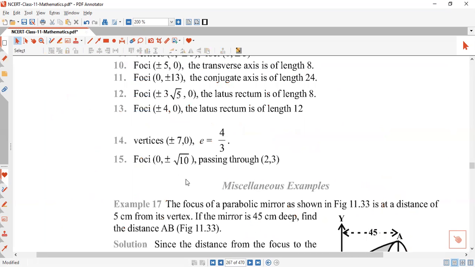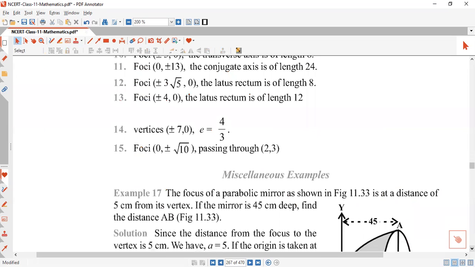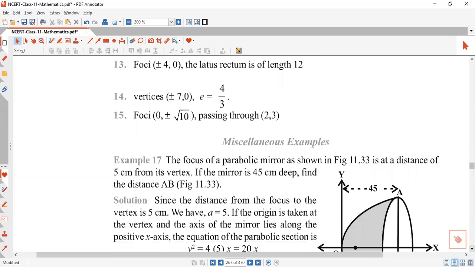Now we want to do question number 13. Again, in this question number 13, we have to find out the equation of the hyperbola. These conditions are given: 4c is given and the latus rectum is of length 12. So these two conditions are satisfied.